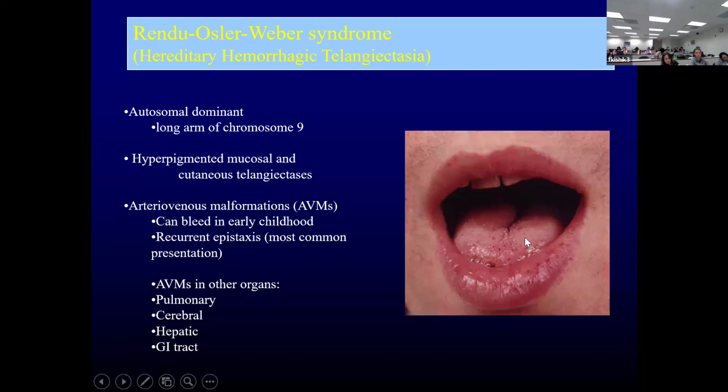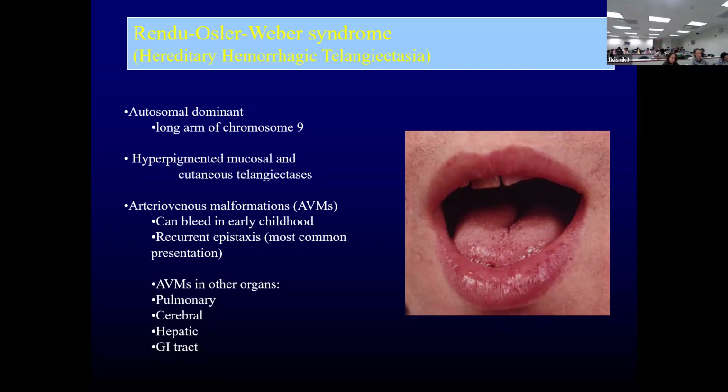All of these are arteriovenous malformations. If it is in the mouth, it's in the lung. And if it is in the lung, this patient will also present to the ER one time or the other with coughing of blood. That's a very important sign, rather dangerous sign, right? And if it is in the lung, chances are it's in the brain. And if it's in the brain, some of these patients present with seizures.